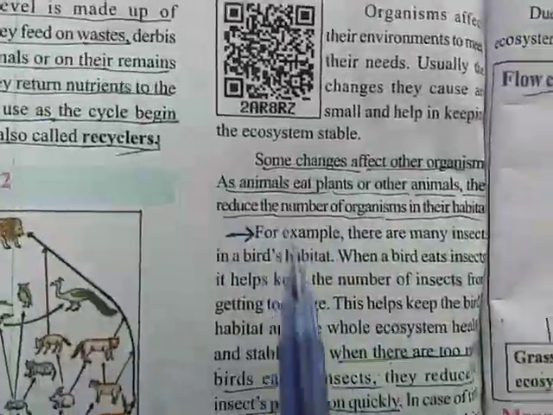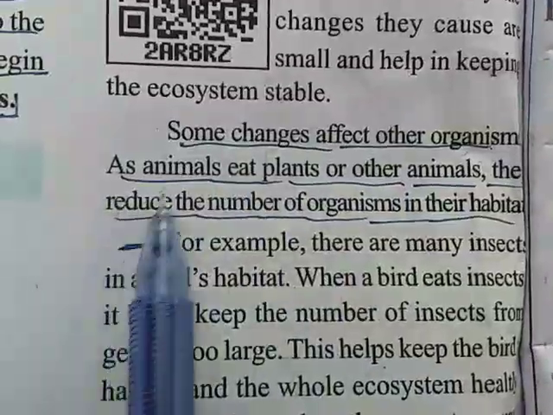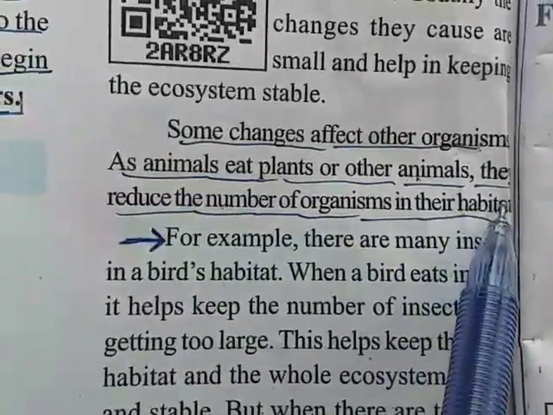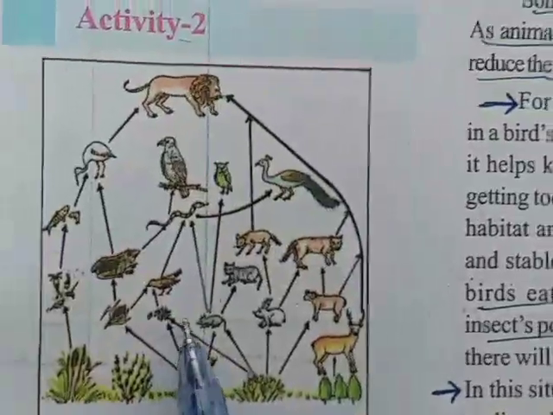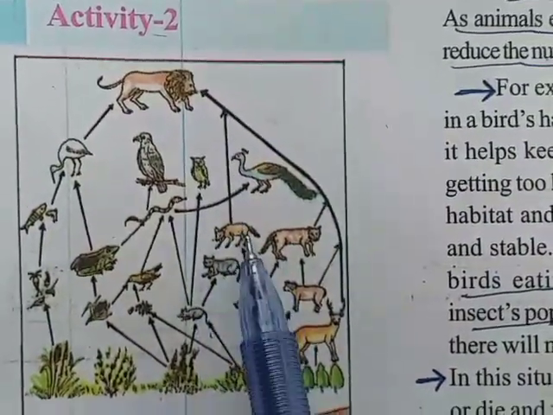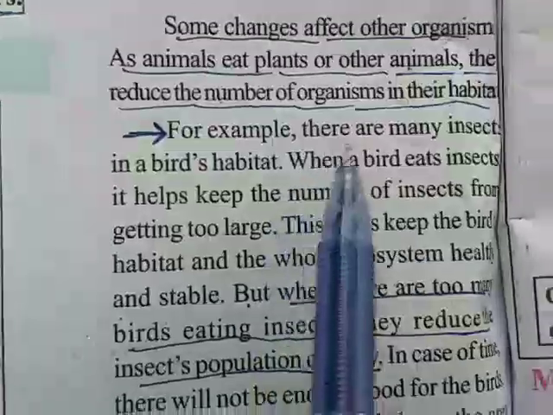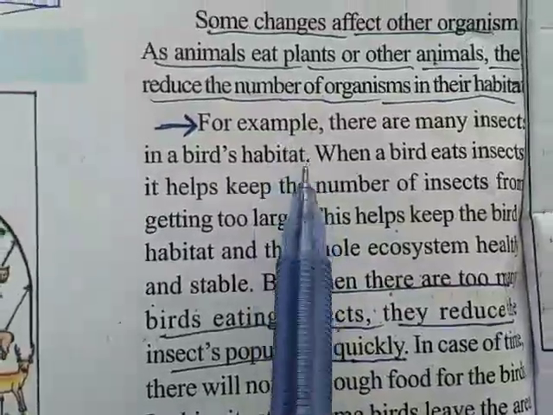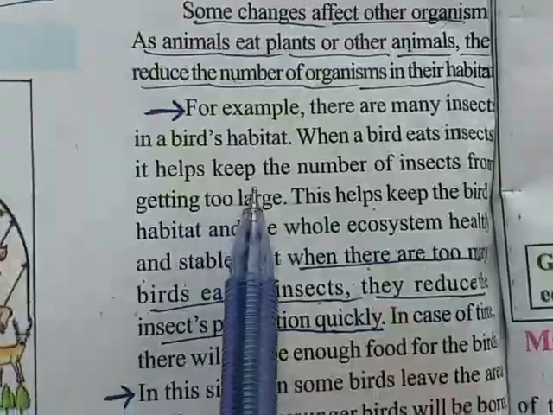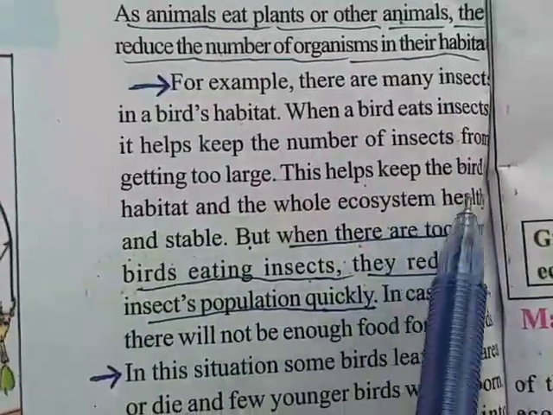Now we are going to discuss the next topic, changes in the ecosystem. Some changes affect the organisms, as animals eat plants and other animals. They reduce the number of organisms in their habitat. In any ecosystem, one animal is eaten by other animals. If this eating process happens continuously, the ecosystem will be disturbed. For example, there are many insects in a bird's habitat. When a bird eats insects, it helps keep the number of insects from getting too large. This helps keep the bird's habitat and the whole ecosystem healthy and stable.